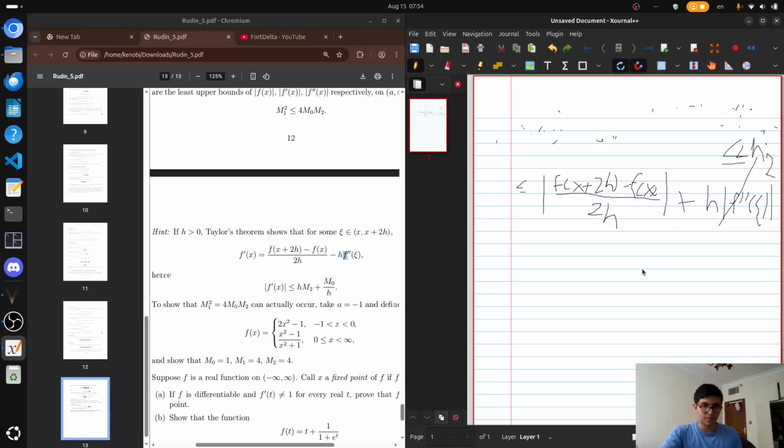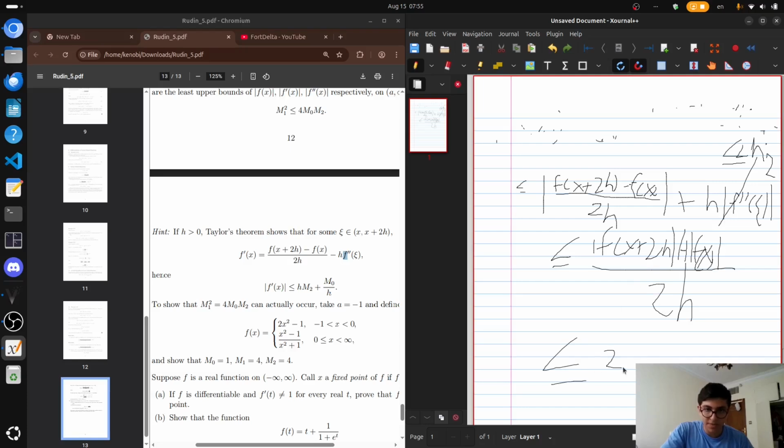Now this and this, you can take to be less than or equal to the absolute value of f of x plus 2h plus the absolute value of f of x over 2h. And this is less than or equal to 2 times m naught over 2h, and we're just going to get it to be m naught over h. So we're going to get this inequality over here.